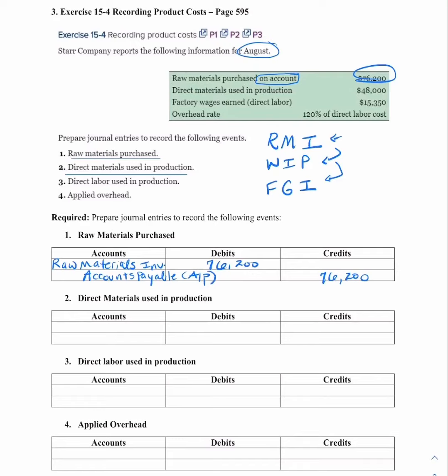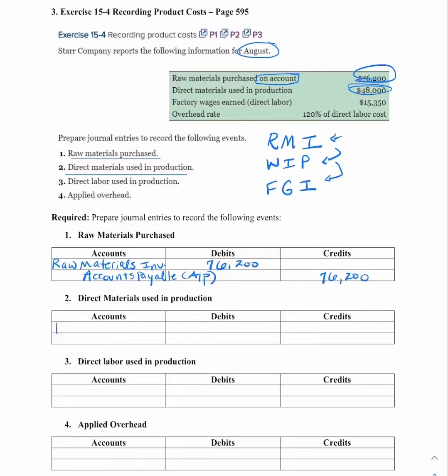Now, how does this actually work? Well, the rule is pretty simple. Wherever you are going, you debit. Wherever you are coming from, you credit. And we'll see that here in part number 2. So here we're seeing the direct materials that were used in production for $48,000. So if those have been used, then they have moved from raw materials inventory to work in process inventory.